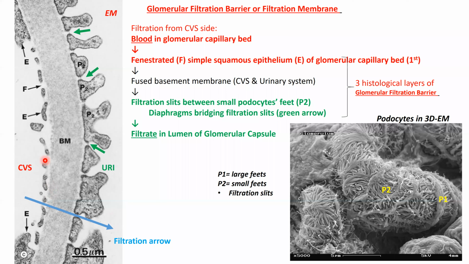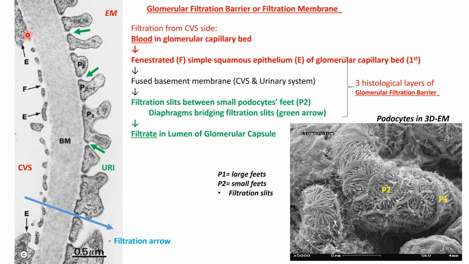Okay, so on the left side is the cardiovascular system. This is where the blood is in the glomerulocapillary bed. And on the right side is the urine, where the filtrate or the first urine is sitting in the lumen of the glomerulocapsule. What are the three histological layers that the molecules will go through from the blood into the urine, represented by the filtration blue arrow?